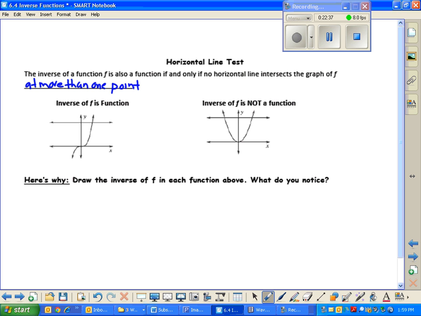So check it out. We have a horizontal line in that first one drawn through a function. Do you see how it only hits in one spot? Just one spot. That means the inverse is a function. More than one spot, it's not a function.